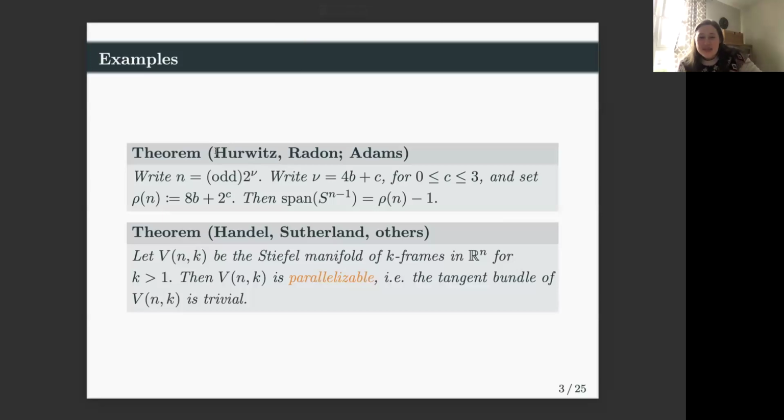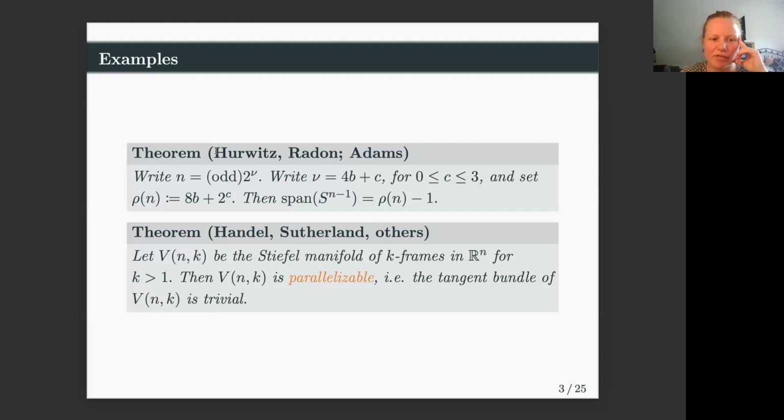There's another cool example that I'm trying to popularize because people don't really seem to know this about the Stiefel manifold. So V_{n,k} is the Stiefel manifold of k-frames in R^n. And if k is equal to 1, V_{n,1} is the (n-1)-dimensional sphere. So the span of that is complicated and we've already seen the answer. But if k is bigger than 1, then the Stiefel manifold, it turns out, is actually parallelizable. So the tangent bundle of the Stiefel manifold is totally trivial.